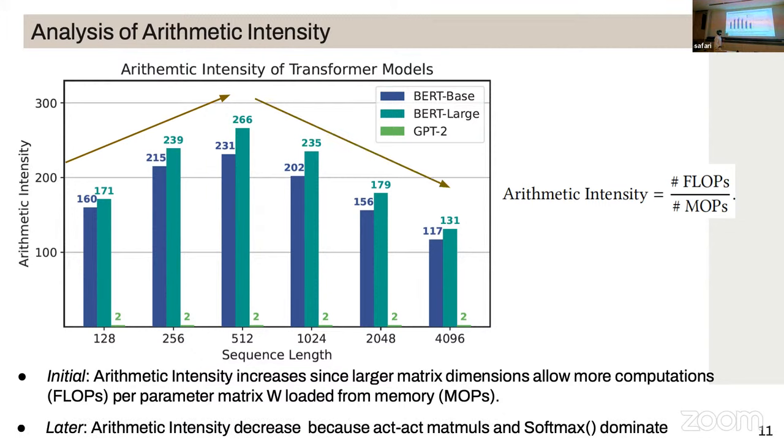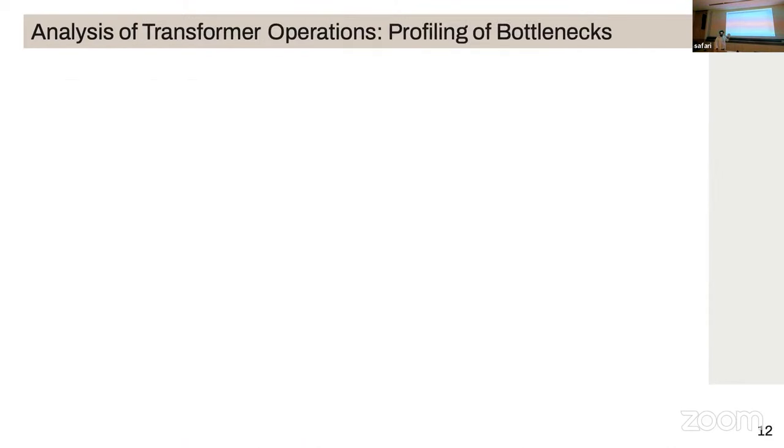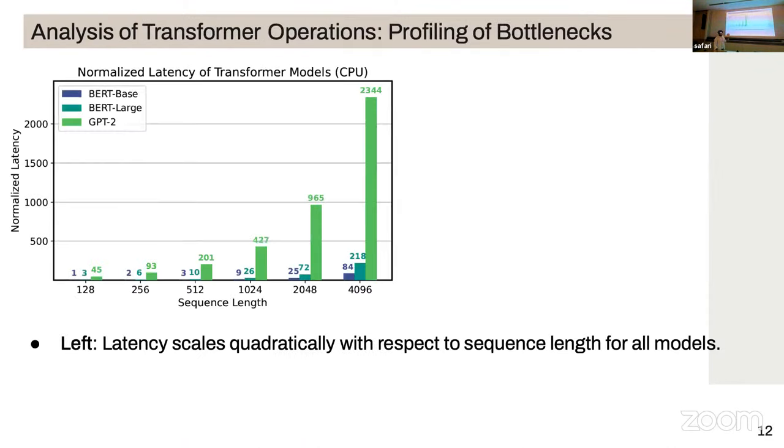But at some point, the arithmetic intensity starts to decrease. That's because now the activation to activation matrix multiplication and softmax operation starts to dominate. Obviously it depends on the hardware, but for an Intel CPU, at 512, you get the maximum arithmetic intensity. Okay. Now let's look at overall latency for these models. Latency again scales quadratically, which is not surprising as everything seems to scale quadratically with sequence length.